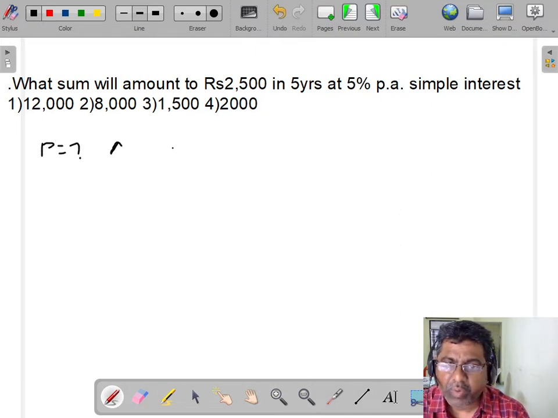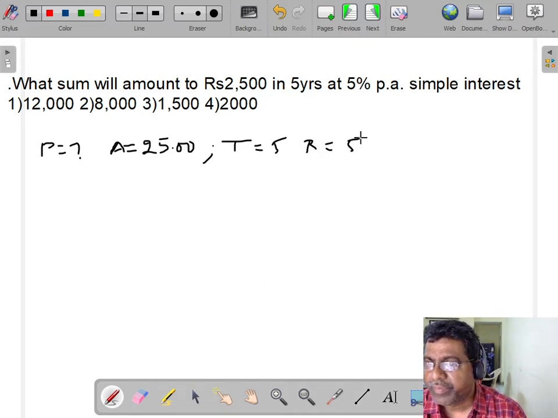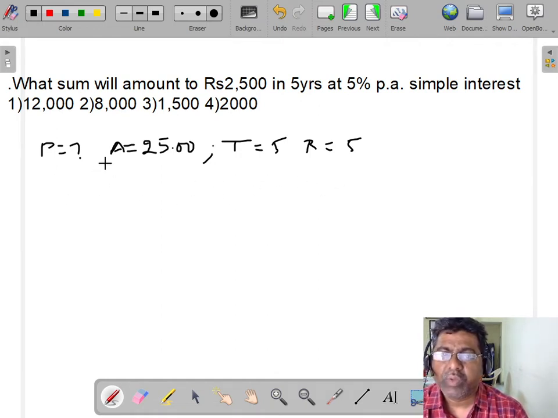He has given the amount A is equal to 2,500 rupees. Already he has given T is equal to 5 years and R is equal to 5. He has given the complete data. We have to find out the P value. A is equal to 2,500, T is equal to 5, and R is equal to 5. So we know the value of A, and that's why we can use the formula.